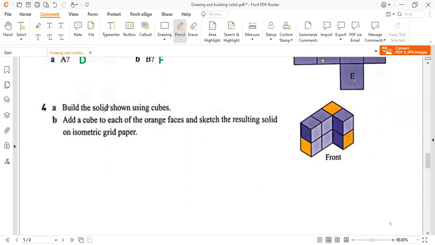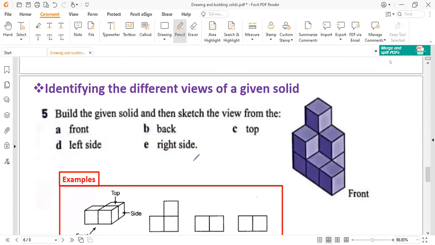Here they ask us to build the solid shown using cubes. We can build it at home or at school. Add a cube to each of the orange faces and sketch the resulting solid on isometric grid paper. This is very difficult to draw here. Normally we can add a cube here, and we add a cube here. We can also add a cube on the top to obtain a new level, a third level or third floor, for this shape.